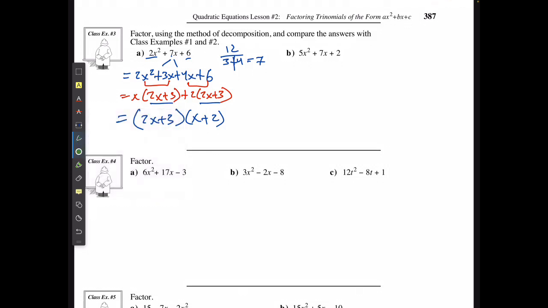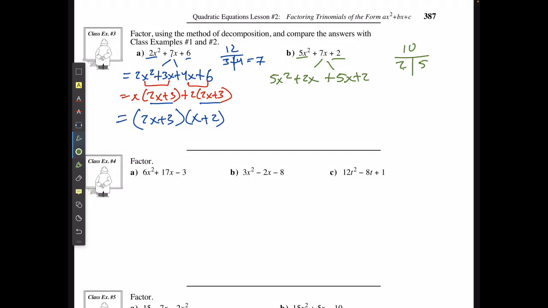Same thing over here. 5 times 2 is going to give me 10. Two factors of 10 that add up to 7 are going to be 2 and 5. 2 times 5 is 10, 2 plus 5 is 7. So I'm going to split this up, and I'm going to say I have 5x squared plus 2x plus 5x plus 2.